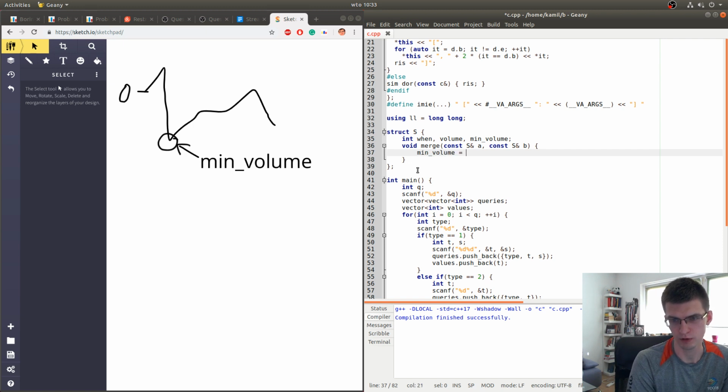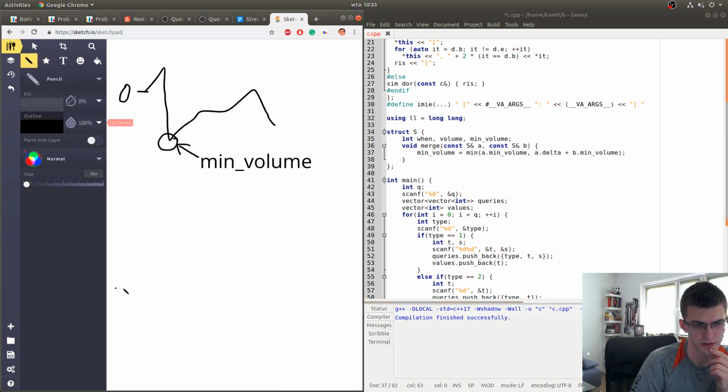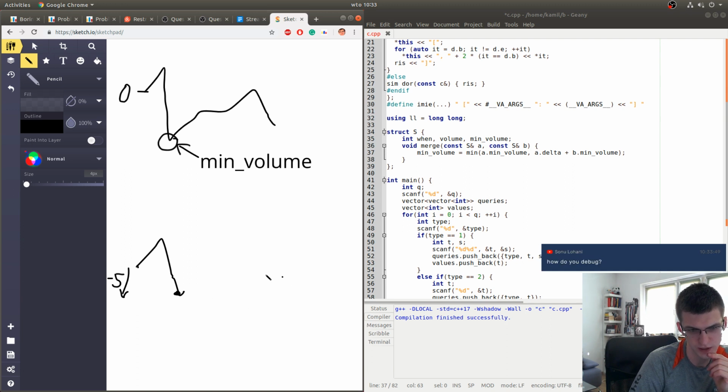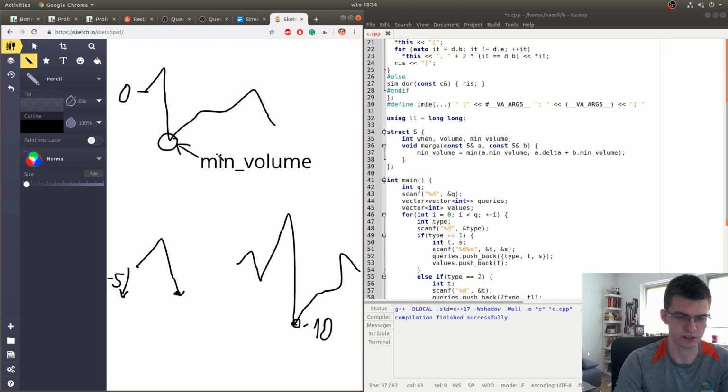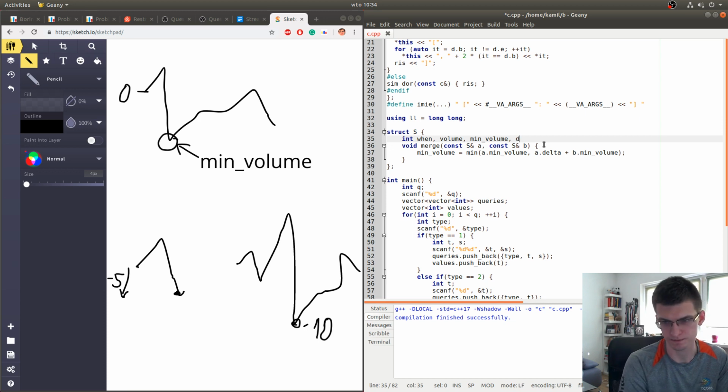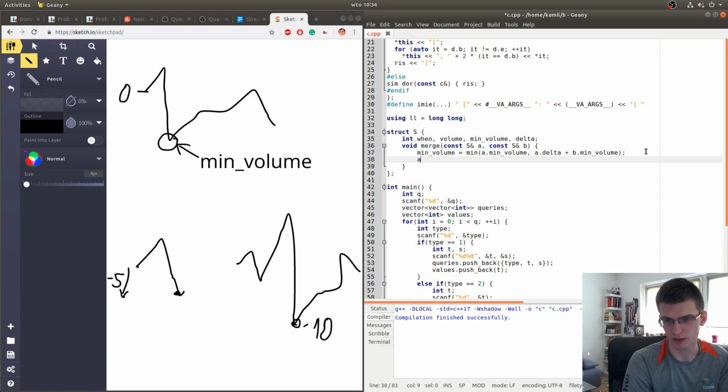My min volume will be the minimum of left min volume and left total change delta plus right min volume. So if here I have such a piece that gets from 0 to, let's say, -5 to this point, and then in a second piece I have something that reaches a minimum point of -10. Beautiful. Then together I will have -5 in the merged function. So apparently I also need delta. And the total delta will be the sum.